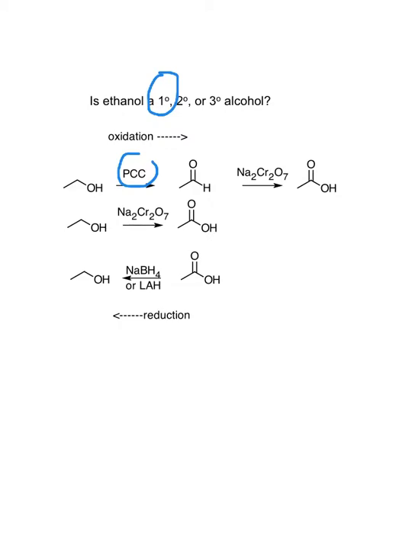The aldehyde is further oxidized using the stronger oxidizing agent, sodium dichromate, to form acetic acid. If the ethanol is treated directly with the strong oxidizing agent, sodium dichromate, it goes directly to acetic acid. And if you look at the reverse reaction, the acid is reduced to the alcohol.